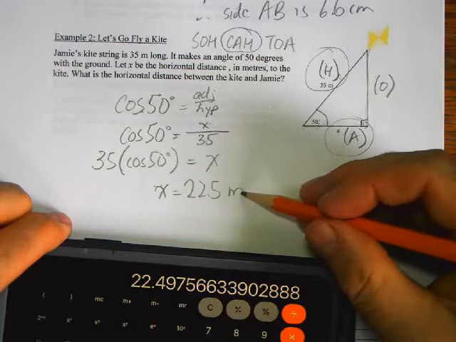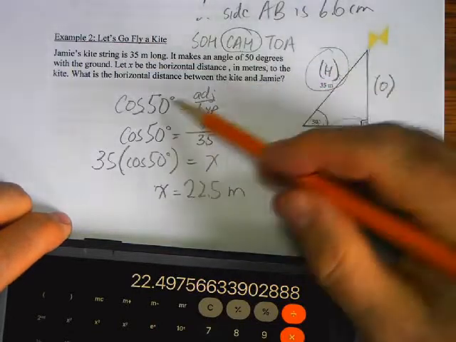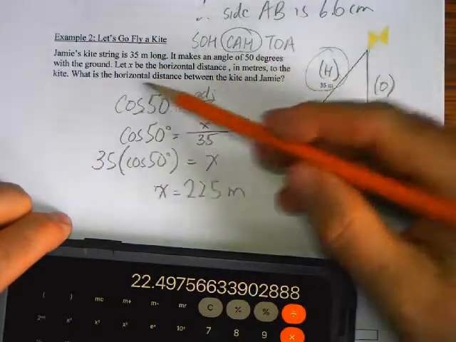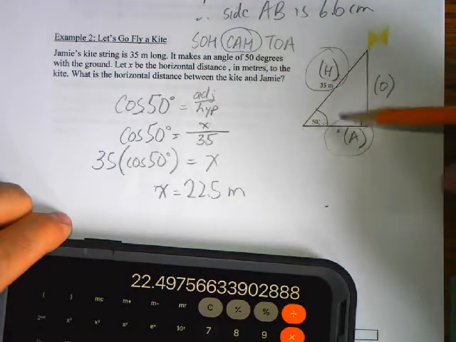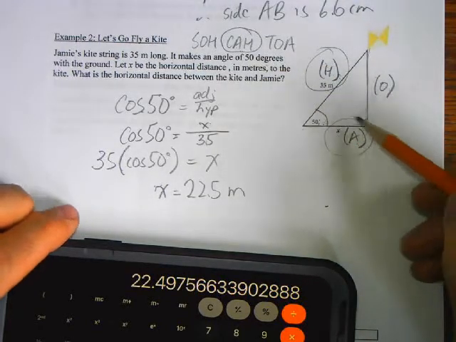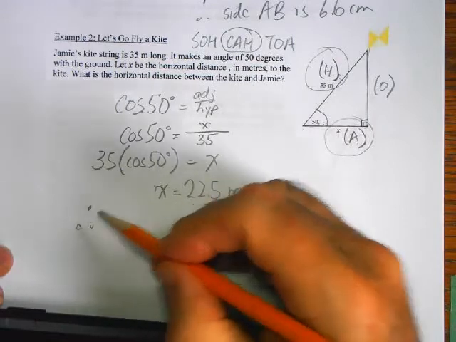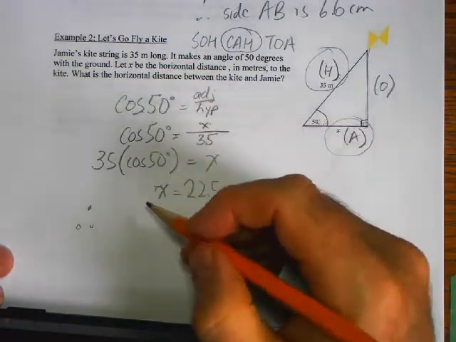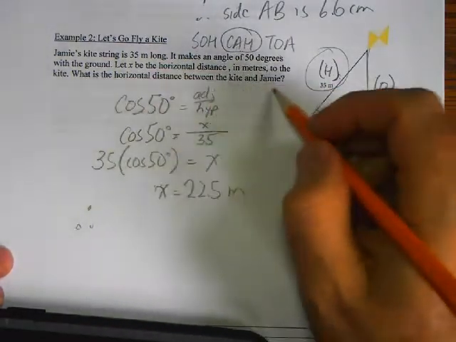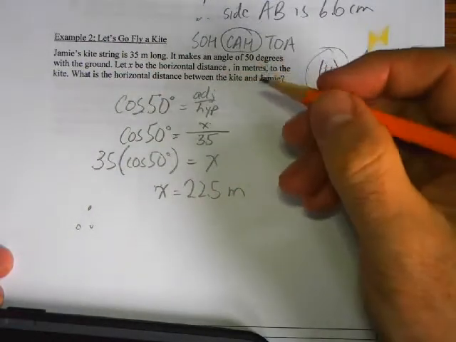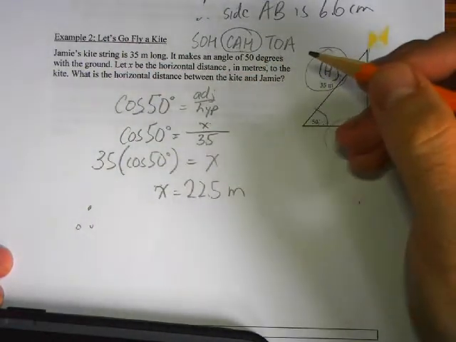So that's our answer, but that wasn't what the question said. The question said, what's the horizontal distance between the kite and Jamie? That's represented by x, but I want to make a word answer. This is a word question. Therefore, and you can just basically read back the question with the answer. What's the horizontal distance between the kite and Jamie?